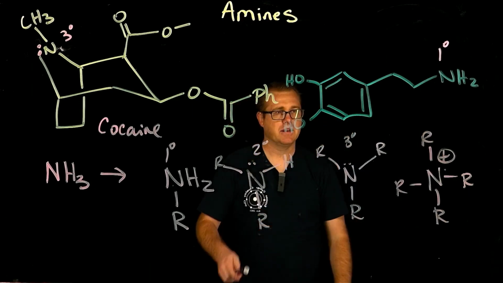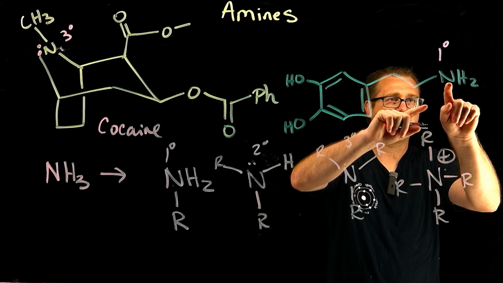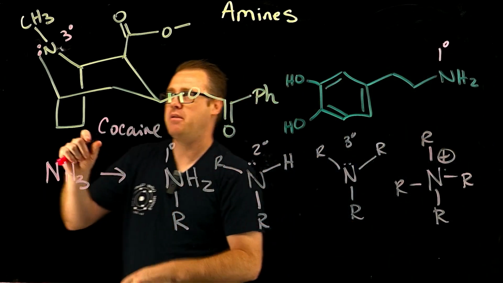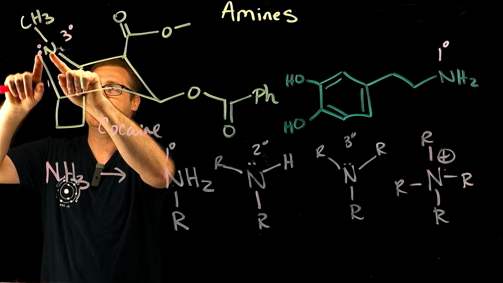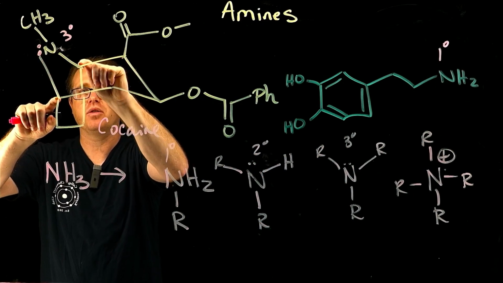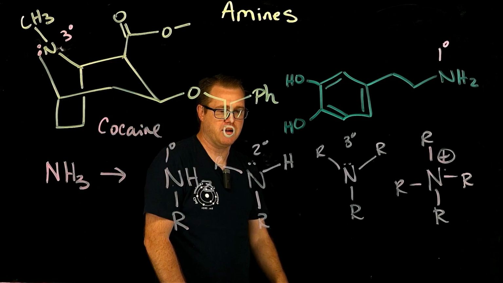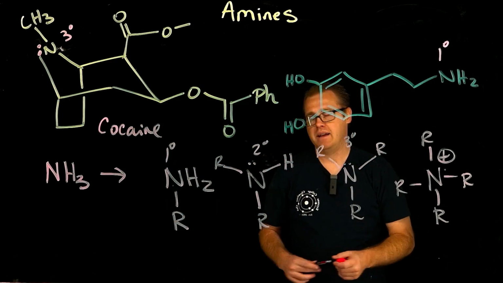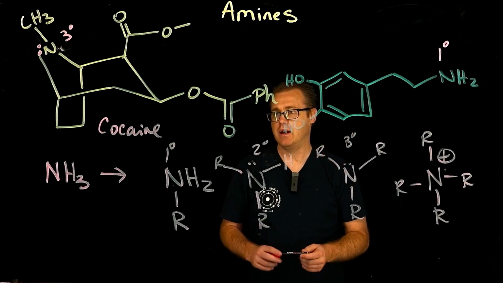So when you go back to dopamine, you can see this nitrogen is attached to just one carbon, so that makes it a primary. And when you look at cocaine, this nitrogen is attached to 1, 2, 3 carbons, so that would be tertiary. The next thing that we're going to take a look at is nomenclature.